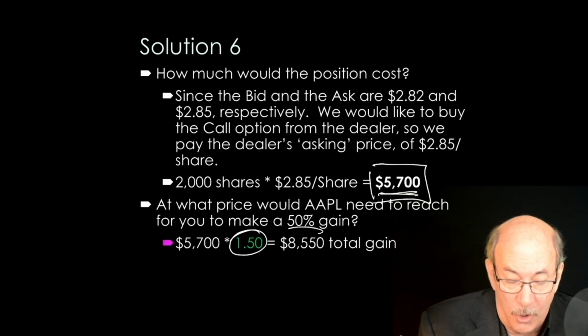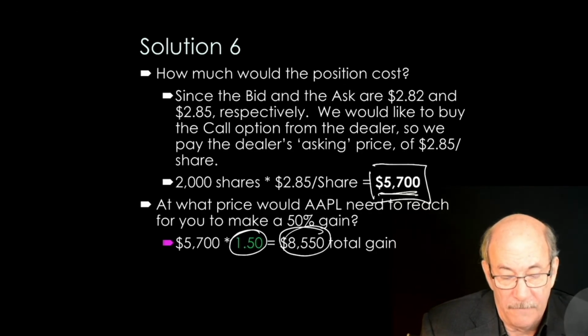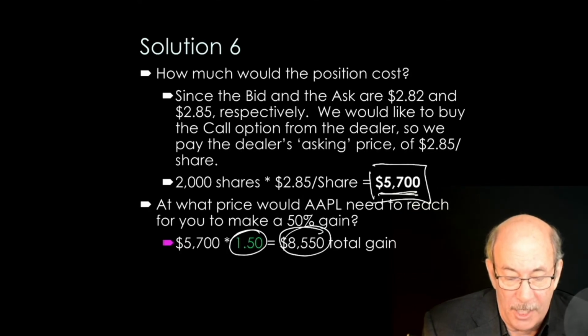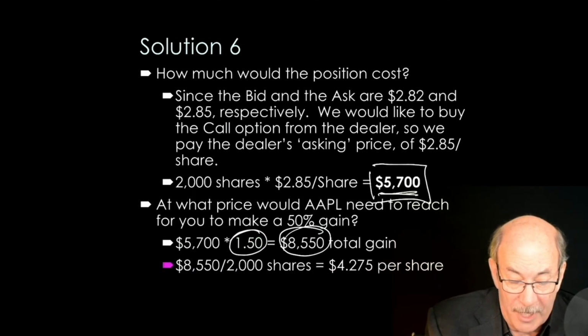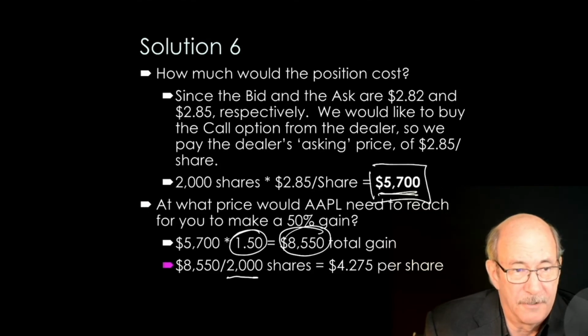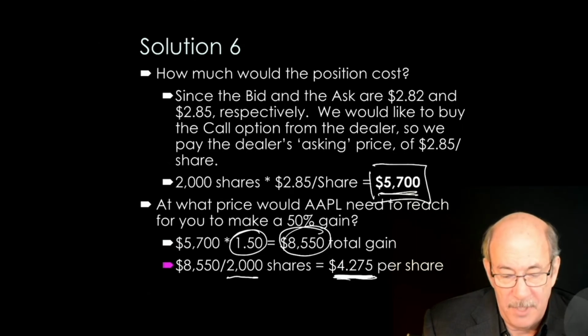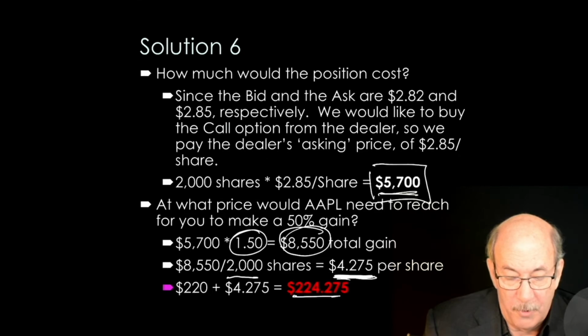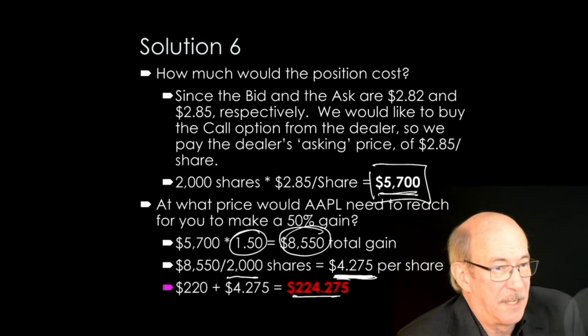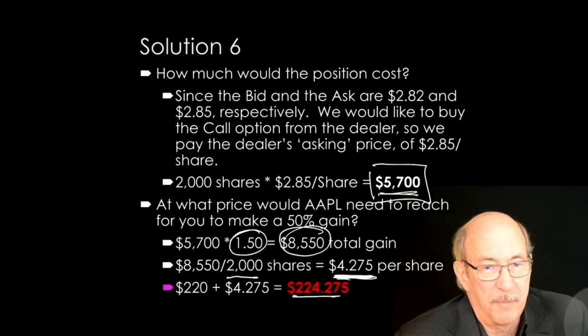So we would need a total gain of $8,550. And if we divide that by our 2,000 shares, just to keep the intuition simple, let's get it on a per share basis. On a per share basis, it means that the price would have to be $4.275 above the exercise price. So, simply put, at $224.275, we would have a 50% gain on that option.